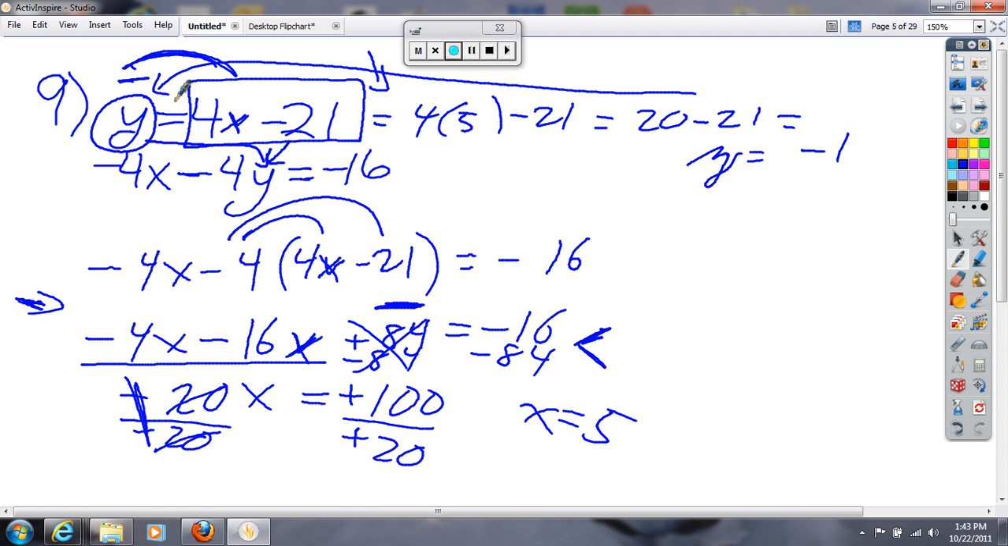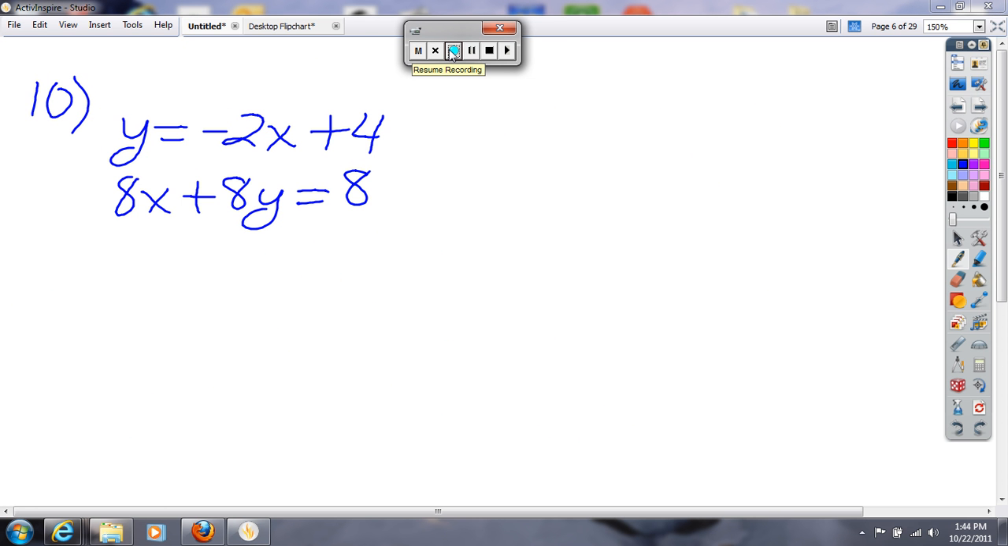So what's my answer? Parentheses, comma. First is the x number, and y is the second number. The first, the x, is 5, and negative 1. And that's problem number 9. Okay, now we have number 10, and again it's substitution.